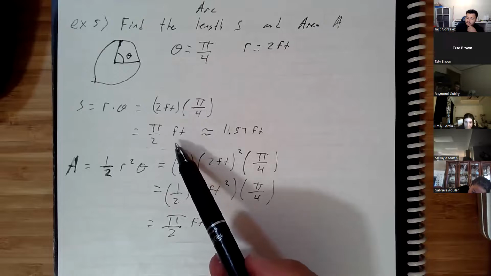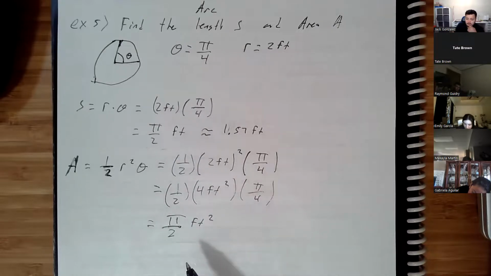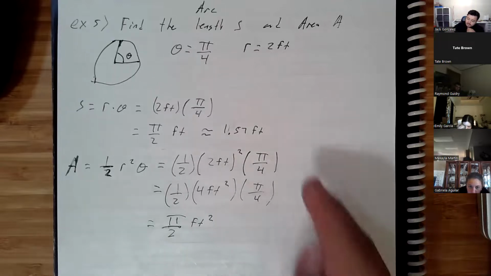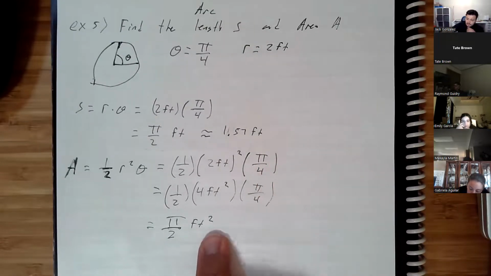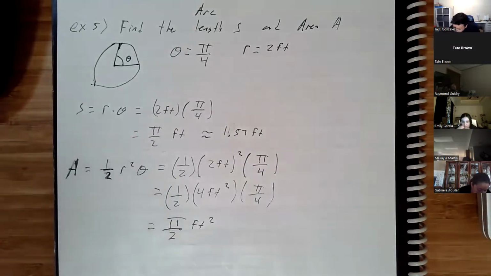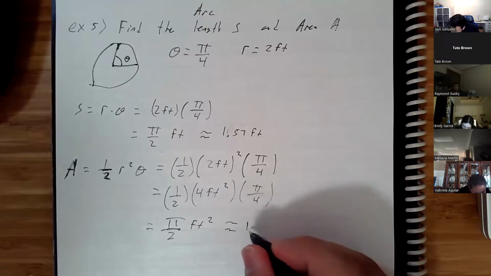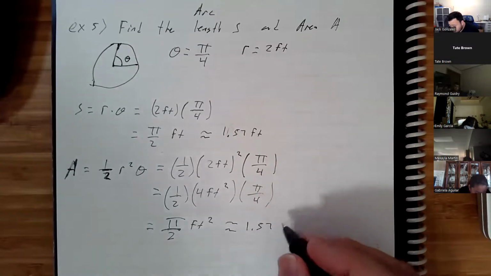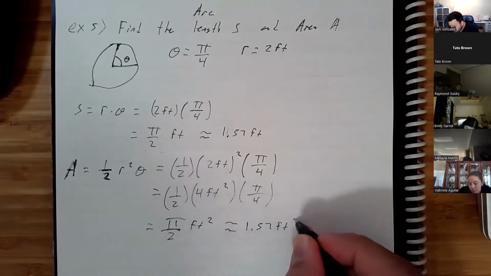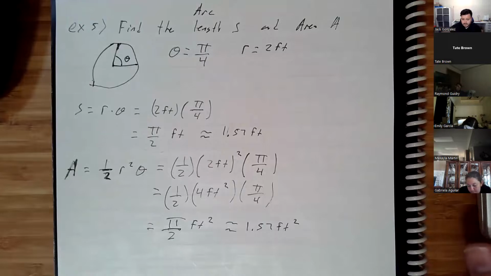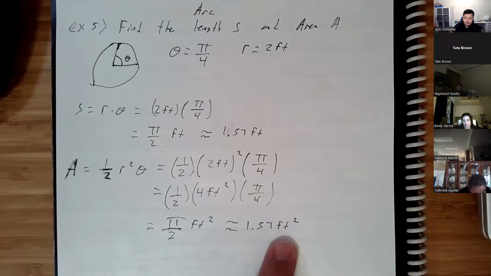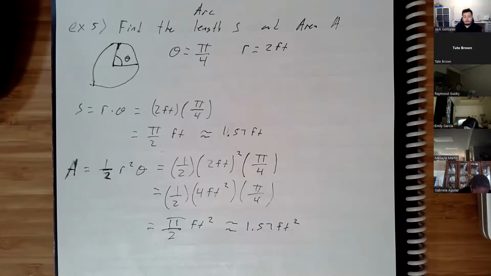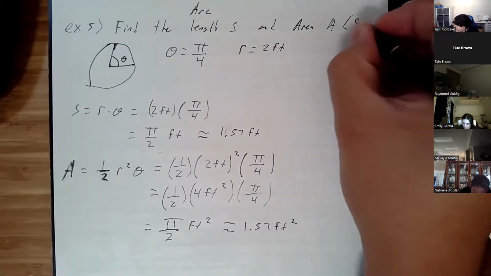See how this is pi over 2 feet? This is pi over 2 feet squared. Not the same. This is a distance measurement, and this is an area measurement. And if we're talking about volume, we all know that's going to be three-dimensional, so cubic. I know we don't always think about it that way, but that's what's happening. So make sure you put the proper units. Any questions on finding arc length, or the area of a sector? I forgot to put sector.